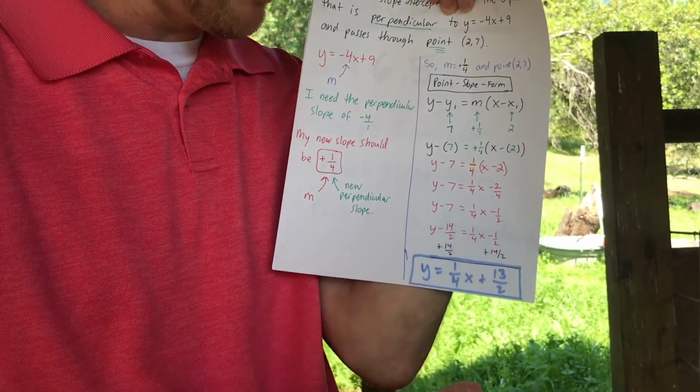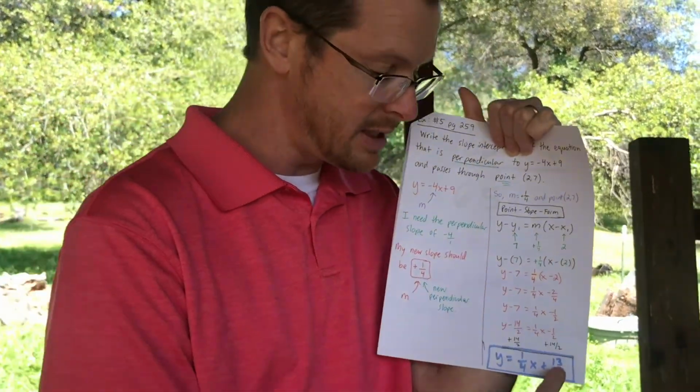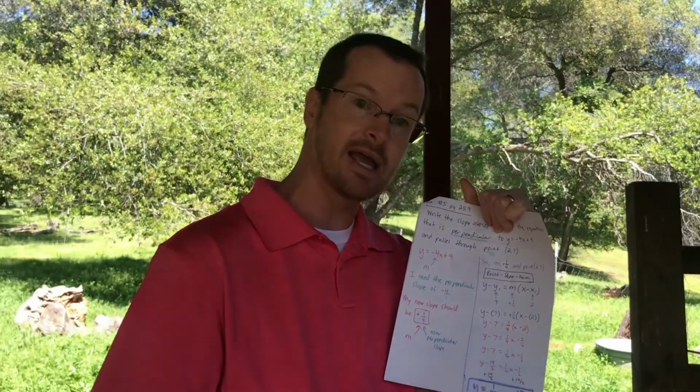And this is in slope-intercept form because it's got a slope and it's got an intercept. So slope-intercept form, that's my answer. And with that, we've lined it out.